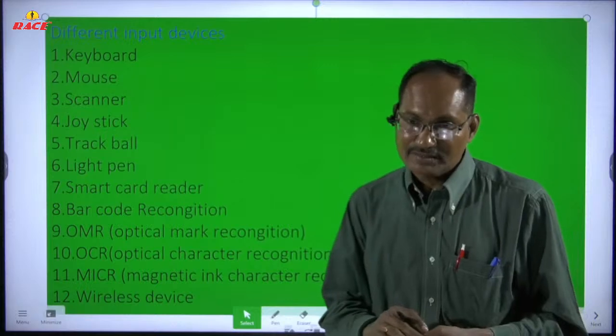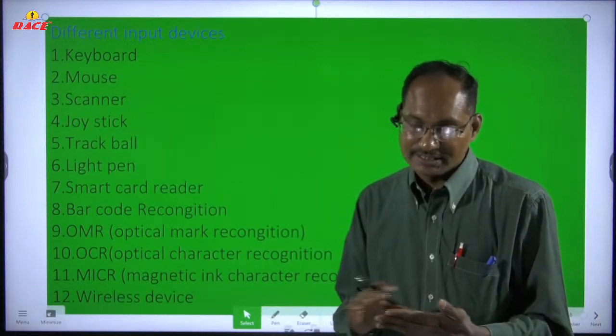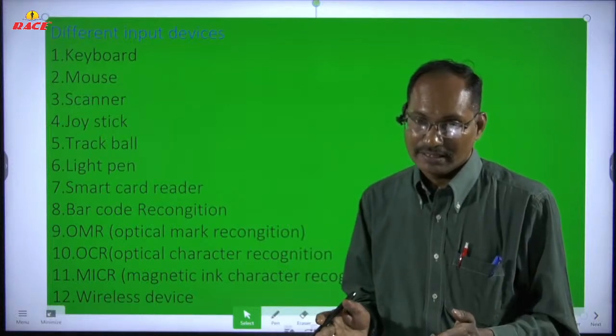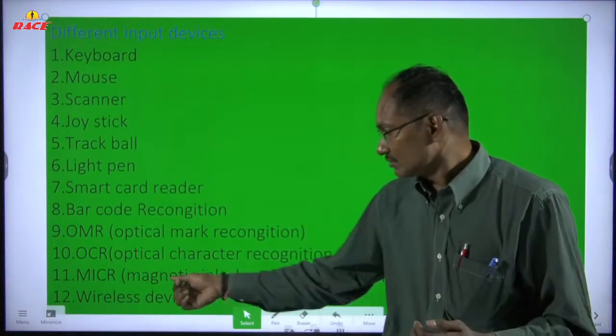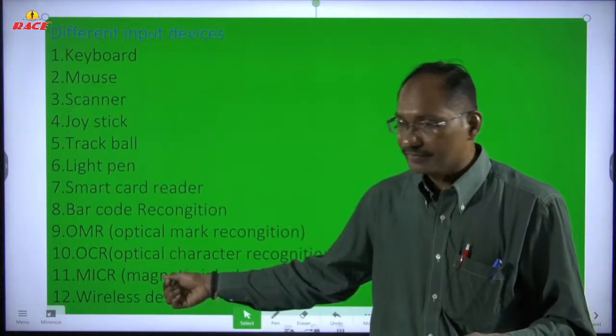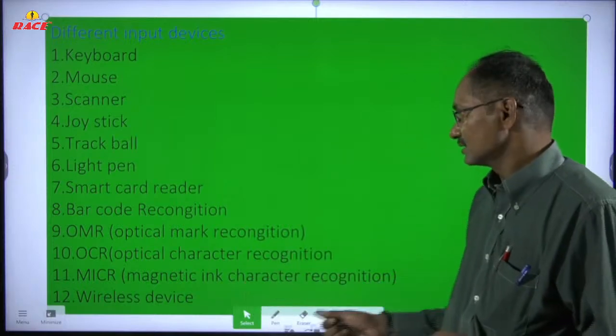What is the use of MICR? MICR is used, for example, for bank DDs. You have seen the DDs, no? The DDs are generated with a special machine. Using a special machine, the DDs are printed. For example, DDs and checks are printed with the help of a MICR, magnetic ink character recognition machine.